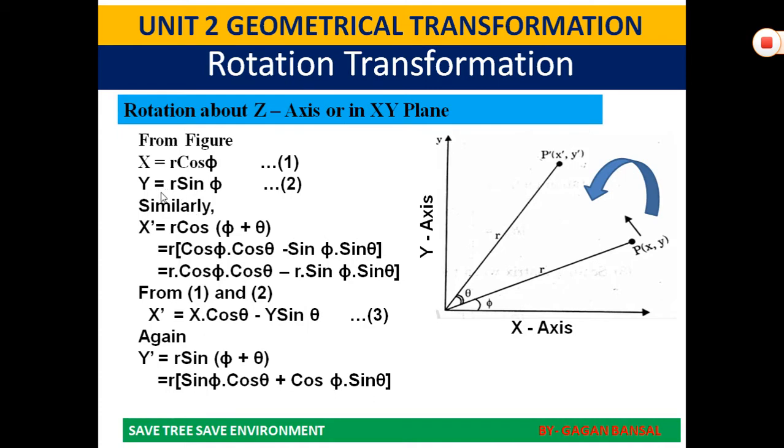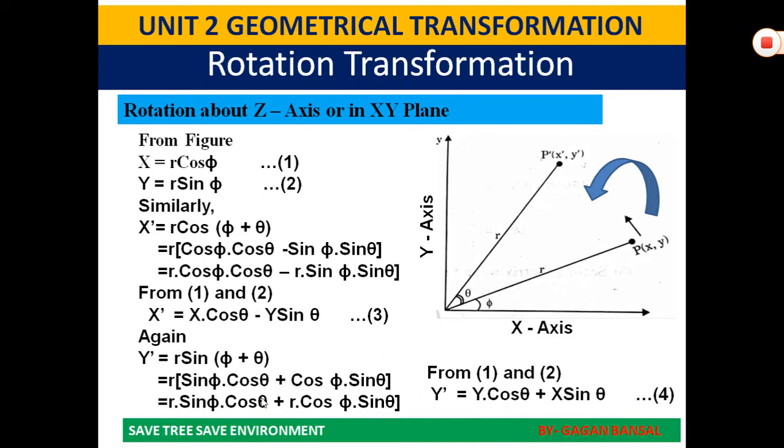Again, I have opened the bracket and put the value of r sin phi and r cos phi as y and x respectively. So from the first and second equations, we will get y dash as, in place of r sin phi, I have written y, that is y cos theta, and in place of r cos phi, I have written x, that is x sin theta. So finally my equation 4 becomes y dash equals y cos theta plus x sin theta. So I have converted both my equations in terms of the angle of rotation, that is theta.